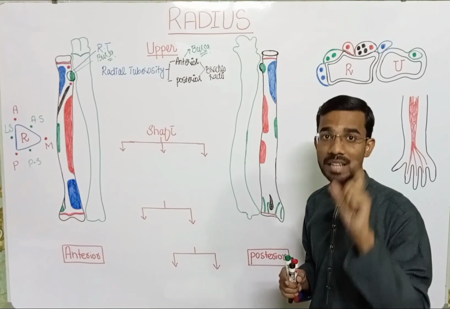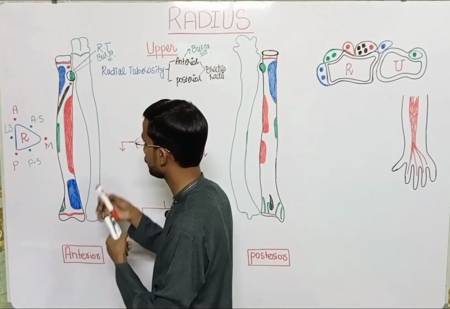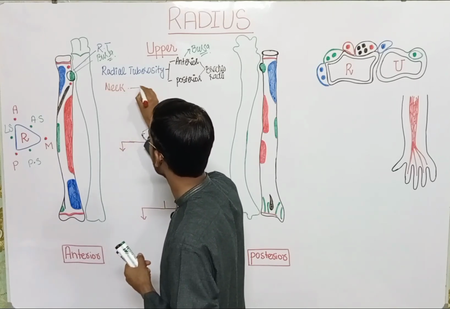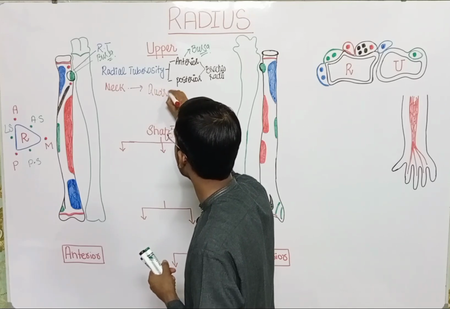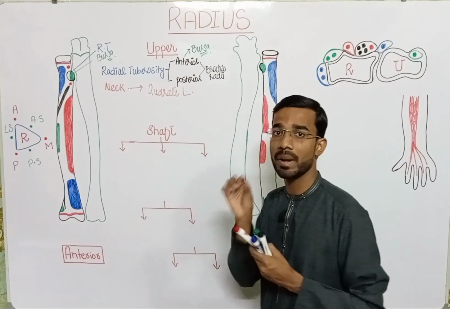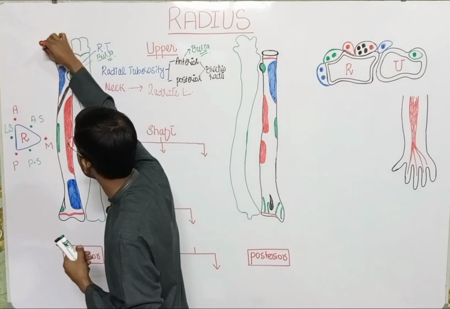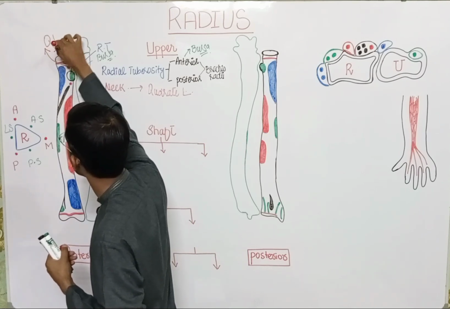Next, at the neck region of the radius, here is the neck region. At the neck region, you will see the ligament which is called the quadrate ligament. Quadrate ligament is present at the neck region. So here you can see this ligament. This is the attachment site of the quadrate ligament.